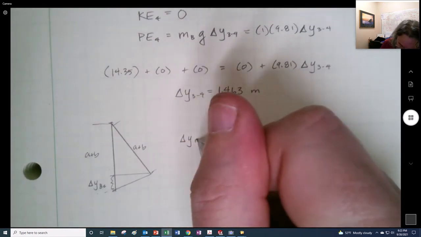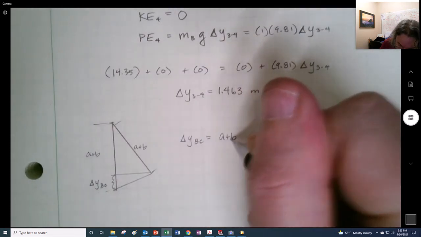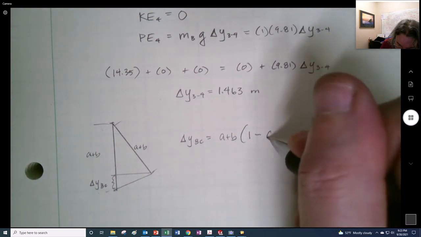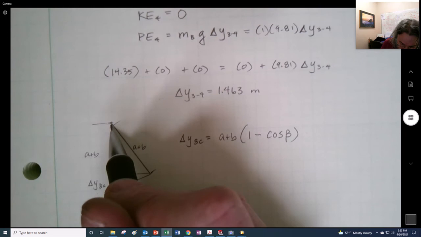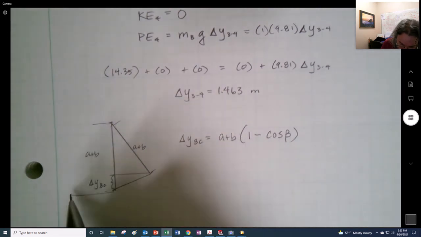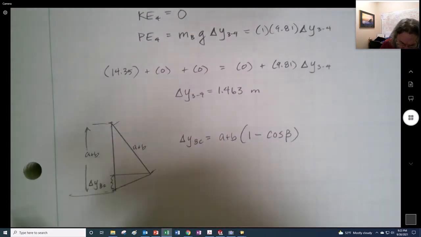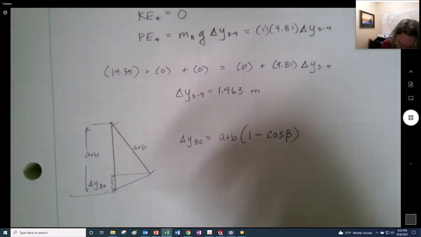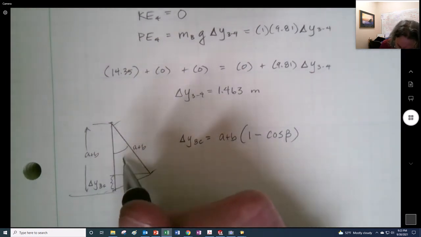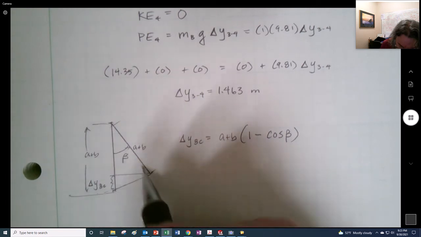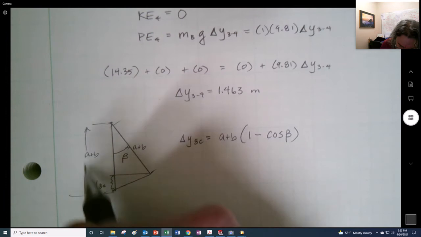Delta y BC is going to be equal to A plus B times 1 minus the cosine of beta. You can see that, right? Because this distance from here to here. By the way, I should have made that come up like that. I'm not being very neat. Anyway, here's beta right there. So this times the cosine of beta is going to be this length, but we want this length, so we subtract that minus that.